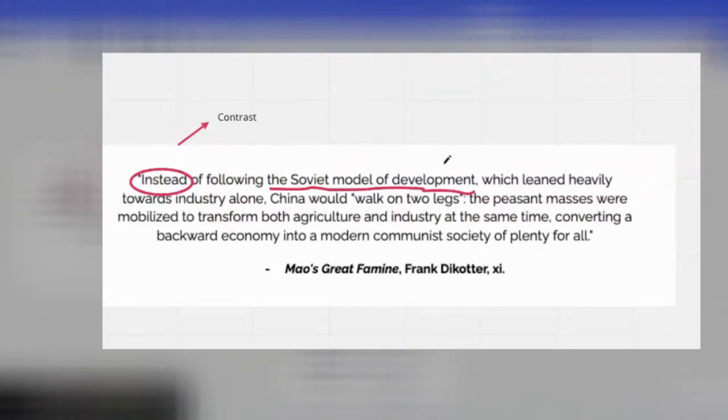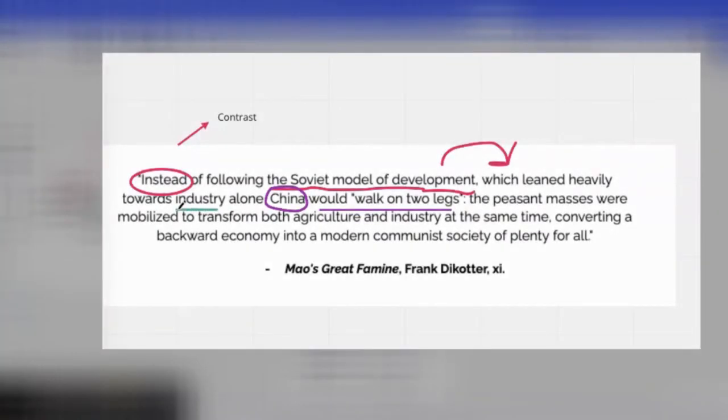So that connection is not just saying instead of following the Soviet model of development, he actually tells us what the Soviet model of development is. And that's going to provide us some great context for understanding how it contrasts with what's going on in China. So then he goes on to say what is actually happening in China. And so we have the statement of the Soviet model. That is also going to be important because we want to be able to say, what is this exact thing that we are contrasting, comparing, or providing context with the central topic of our writing?